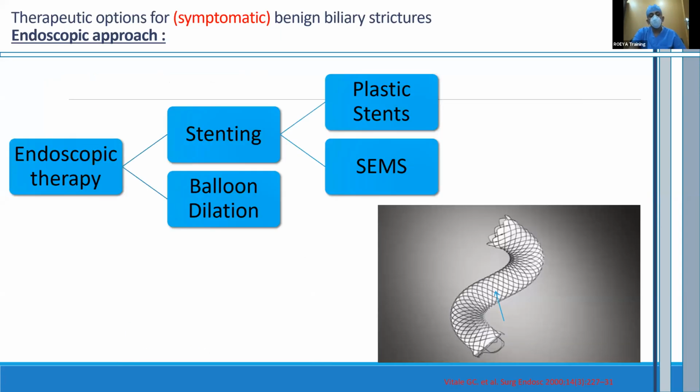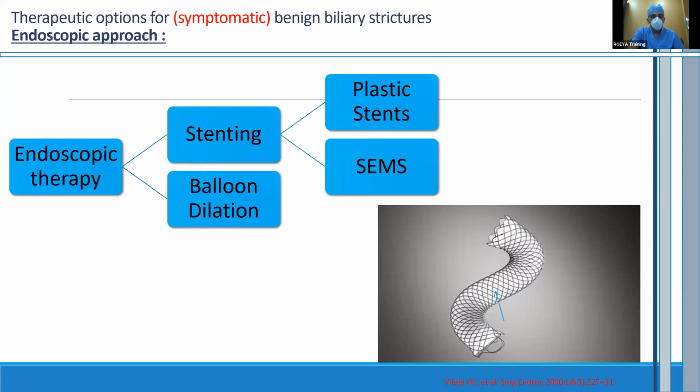So how to treat these benign lesions? It's always either plastic stenting or the fully covered stent. This was the big paradigm shift that happened 10 years ago, when with a fully covered stent, you can put it in the bile duct for more than 1 month. Previously, it was more about balloon dilatation. Personally, for the last 10 years, I have never done balloon dilatation for a benign stricture.